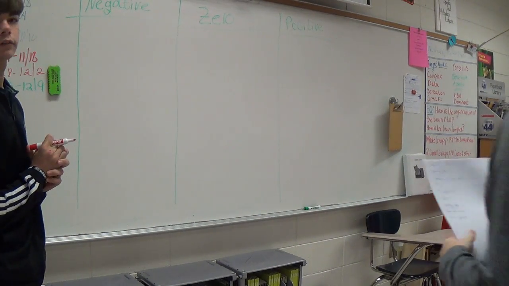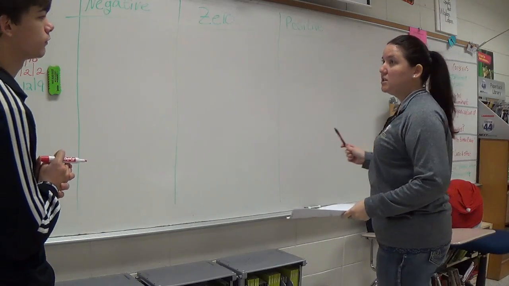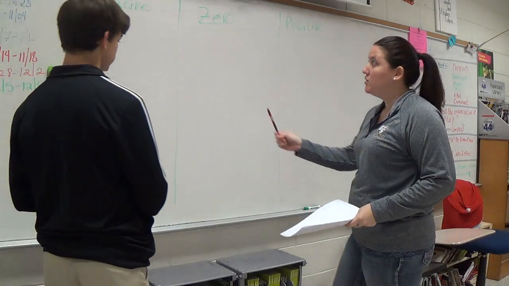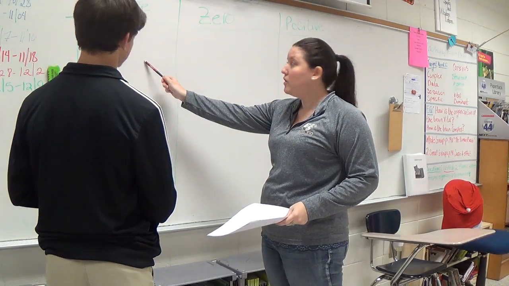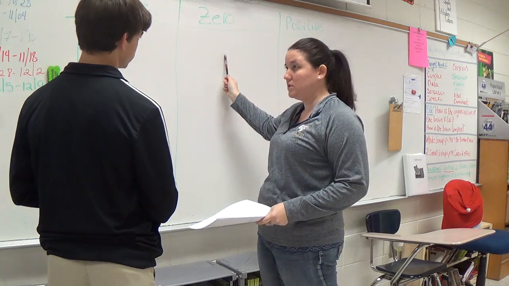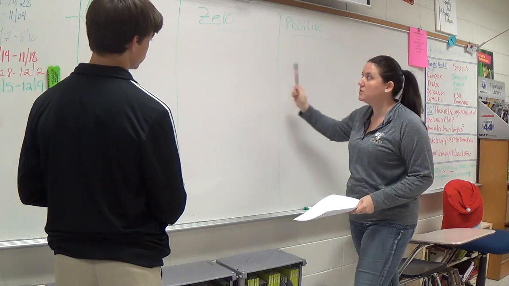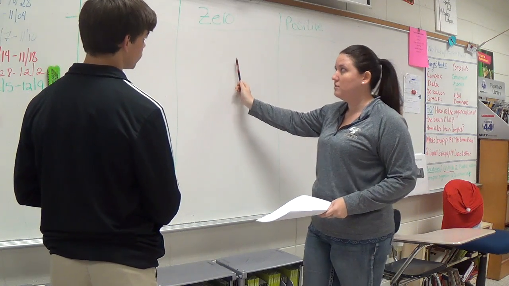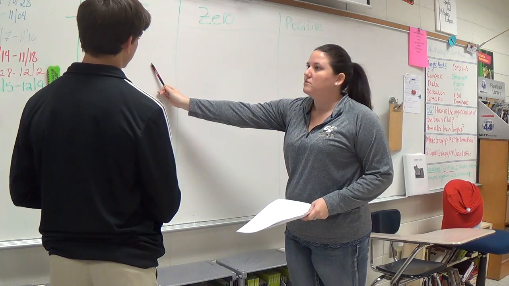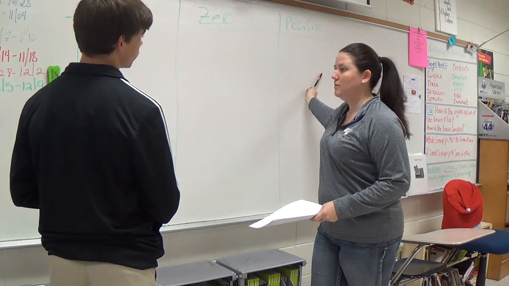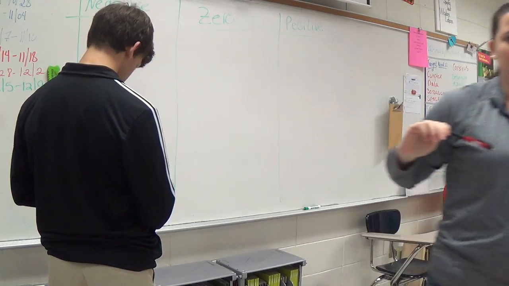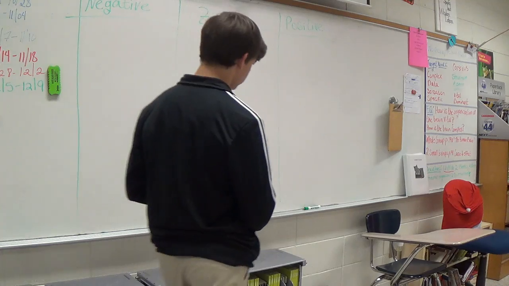All right, so as I call out things, these are going to be real life scenarios that are integers. And you're going to put it in the negative column, the zero column, or the positive column, because this represents our number line. Zero is always in the middle. Good. What numbers are to the left? Good. All right, 524. Where should that go?